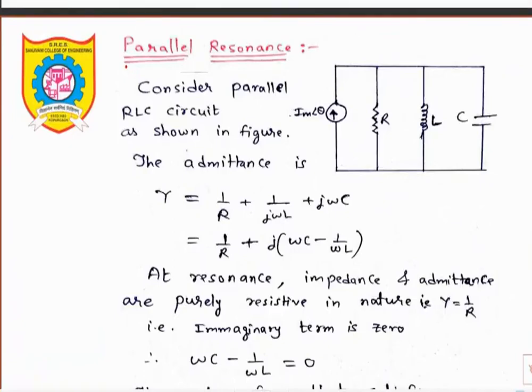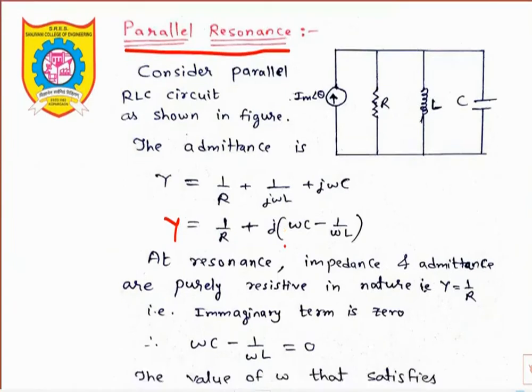Welcome all. In the last video, we have seen parallel resonance. So we were having one parallel RLC circuit. In parallel, admittances are added. So Y equal to 1 by R plus j times (omega C minus 1 by omega L). Then to determine resonant frequency, the imaginary term should be 0, because at resonance, admittance and impedance are purely resistive in nature.